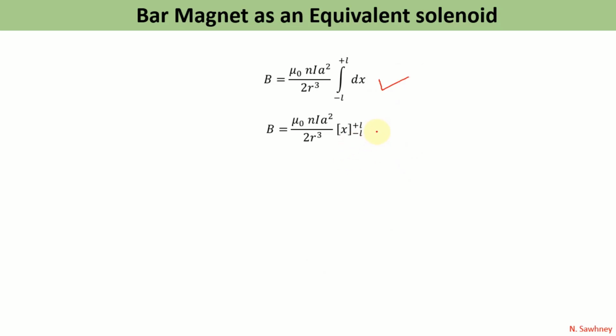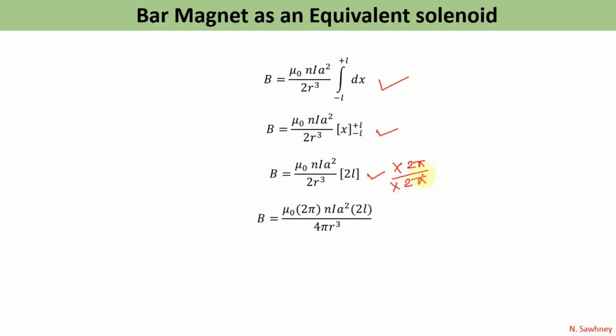When we integrate, we obtain this expression. Putting down the limits, we get this expression. Now in this expression, if I multiply by the same term in the numerator and in the denominator, it will not make any change in the expression. So let us do it. Multiplying by 2 pi in the denominator, it becomes 4 pi r cube, and in the numerator the expression will be written like this. Now just rearrange these terms.